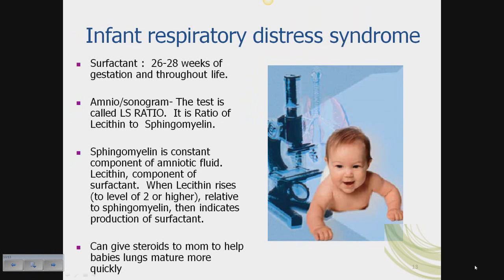What they do is they take this substance, this powder, this artificial surfactant called ExoSurf. It stands for exogenous surfactant. It is a white powder, and when the baby is born, they take this dissolved powder, turn the baby on its side, and pour it into the trachea, and let it sit in that lung for some time.